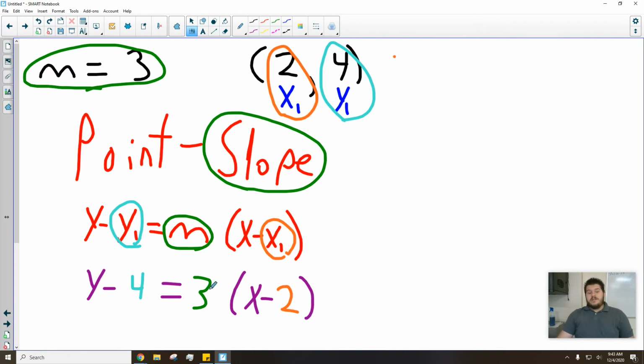That's it. That's all you have to do with point slope. I mean, eventually we will convert that to slope-intercept, but that's the basics. You have this equation here, and you just plug in your information. This is always the y-coordinate of whatever point you're given. This is always the x-coordinate of whatever point you're given. This is always the slope you're given.